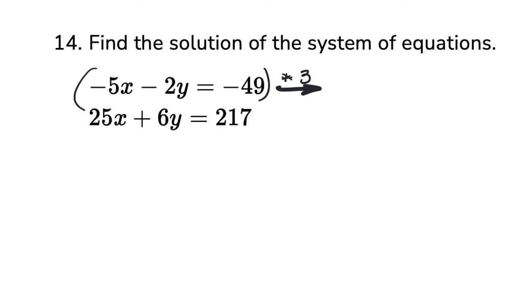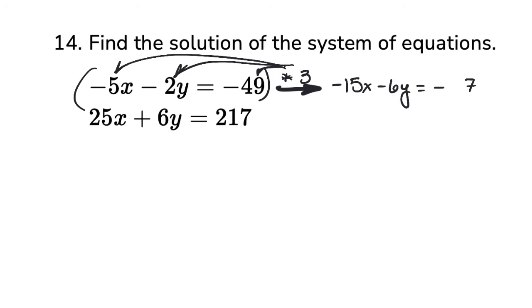Now I've got to do it to everybody. So I get -15x. That's this. I get -6y. That's what I wanted. And I get negative 3 times 9 is 27, carry the 2. 3 times 4 is 12 plus 2. I think that's 147. That sounds right.